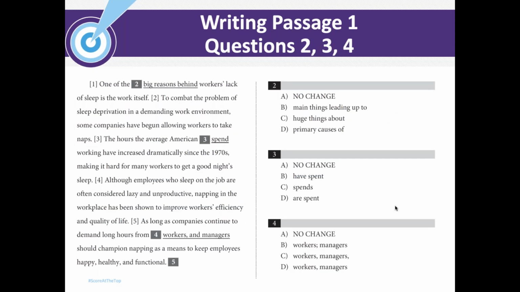All right, question 2 is going to be D, primary causes of. So this is choosing the best word, or in this instance, words, and you'll notice that answer choice D is the one that maintains the most formal academic tone here. Number 3 is C, spends, and this is subject-verb agreement. Number 4 is D. So we want the comma after workers because that's ending the introductory dependent clause. And then managers is the subject of the next independent clause. So number 4 is D.